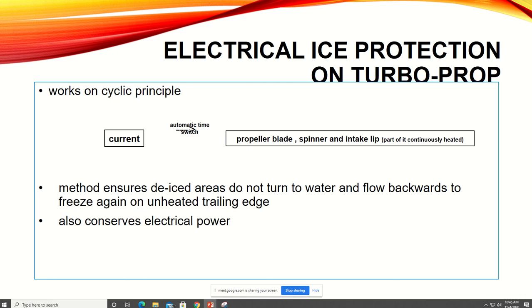Okay, this method ensures the ice area does not turn to water and flow backwards to freeze again on the unheated trailing edge. Okay, also conserves electrical power. Okay, because you want to use electrical power at another area in the aircraft actually.